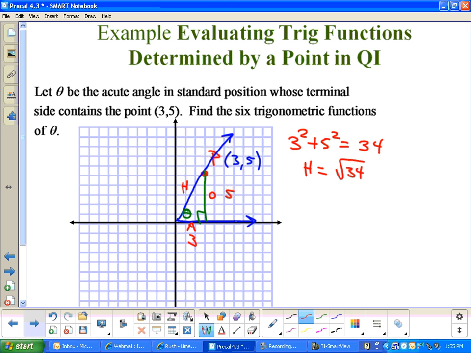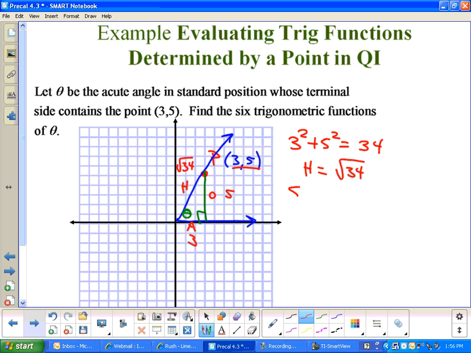Since it's a squared plus b squared equals c squared, if h squared is 34, then h is the square root of 34. Those are the 3 sides of the reference triangle formed by the point (3, 5), the x-axis, and the angle of the ray that goes through (3, 5). So we have a triangle.